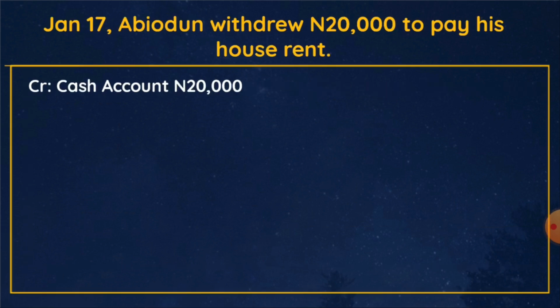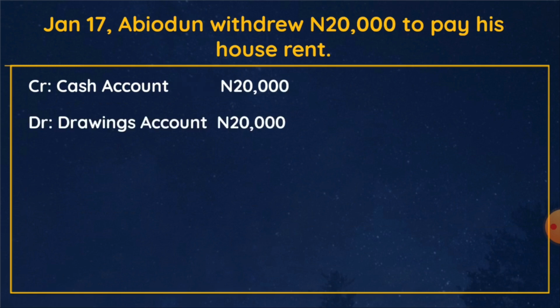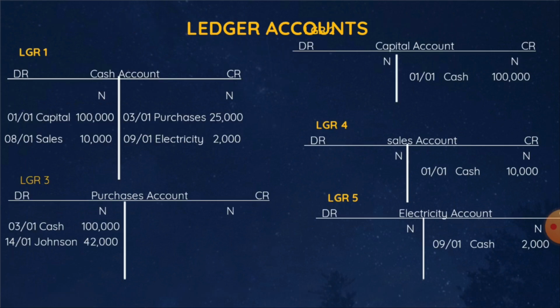That is credit cash 20,000 naira, debit drawing account 20,000 naira. We already have cash account, if you remember. So we are going to credit the cash account with drawing 20,000 naira. That is on January 17th, drawing 20,000 naira. The corresponding debit entry goes to the drawings account.